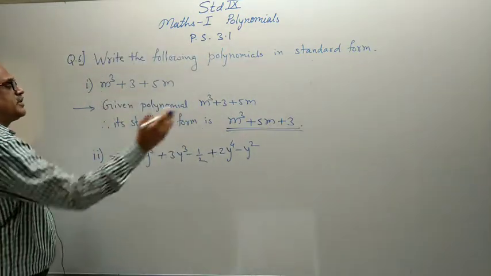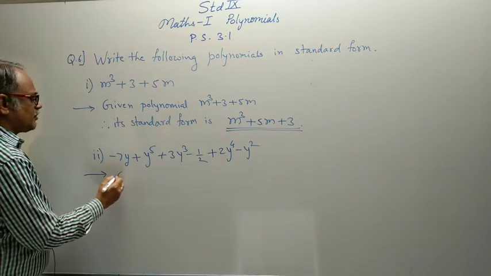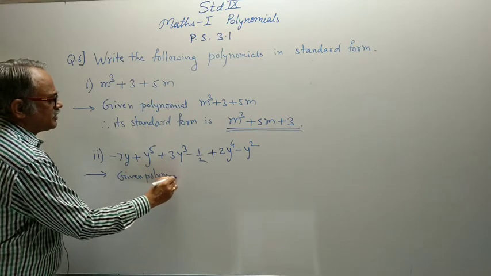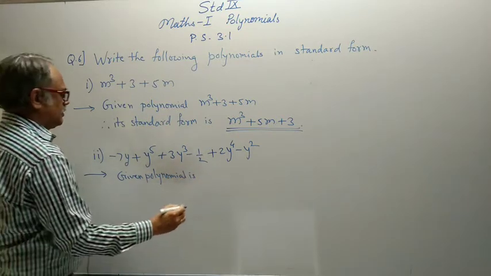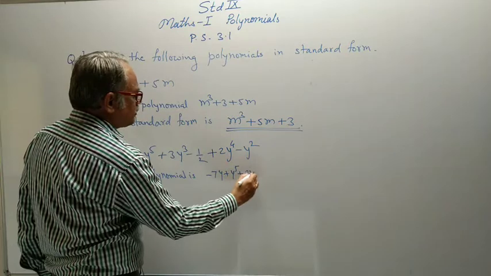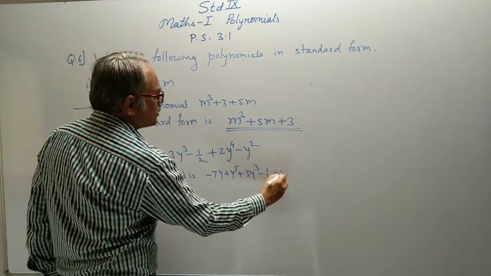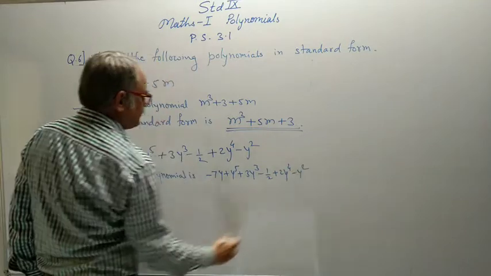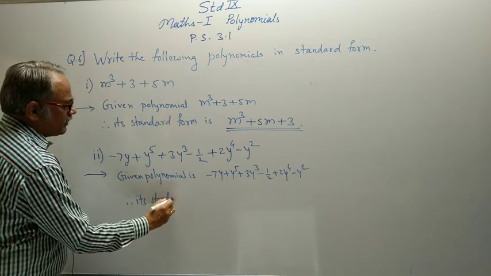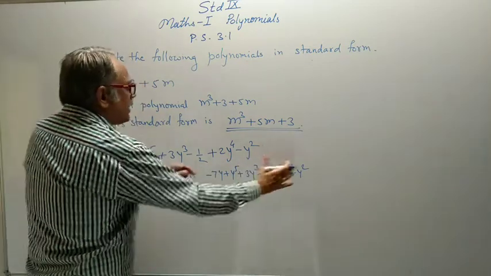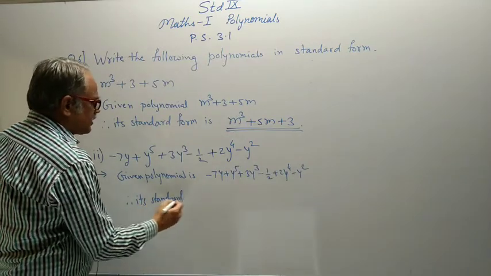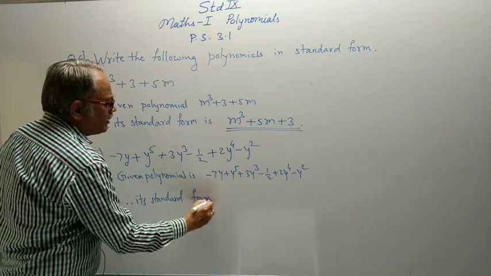Similarly, second, very lengthy, 6 terms are given. So first the given polynomial we have to write as it is. Given polynomial is minus 7y plus y raised to 5 plus 3y cube minus half plus 2y raised to 4 minus y square. Therefore, its standard form is. If you cannot fit it in one line, you may write this polynomial in the next line. Try to write in one line.